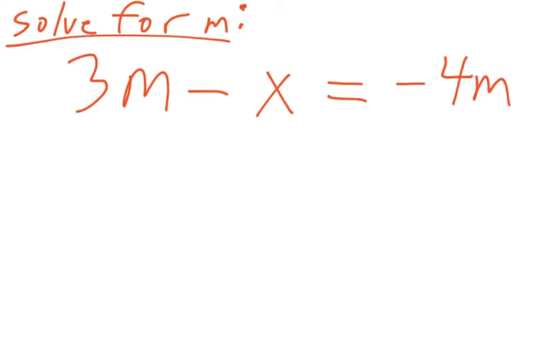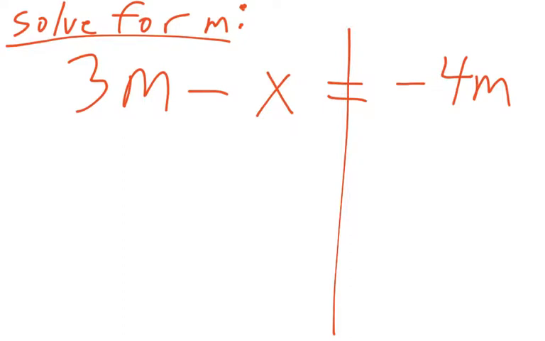All right, so what about this one? We have 3m minus x equals negative 4m. So we're solving for m. But wait a second, there's 2 m's in our problem. Well, think about if you had 2 x's in your problem in a quote-unquote regular linear equation. You would get those variables on the same side. So that's what we want to do for this problem.